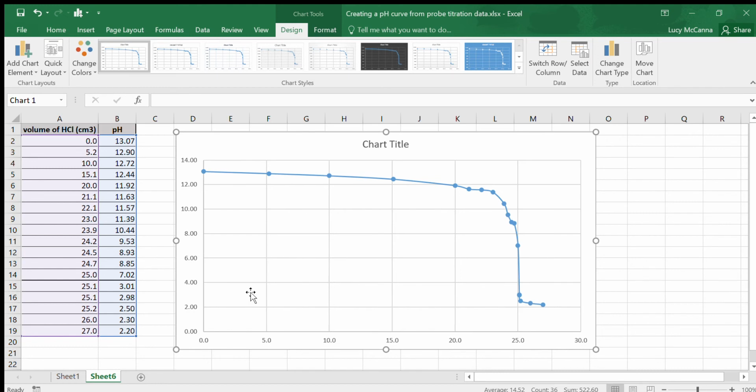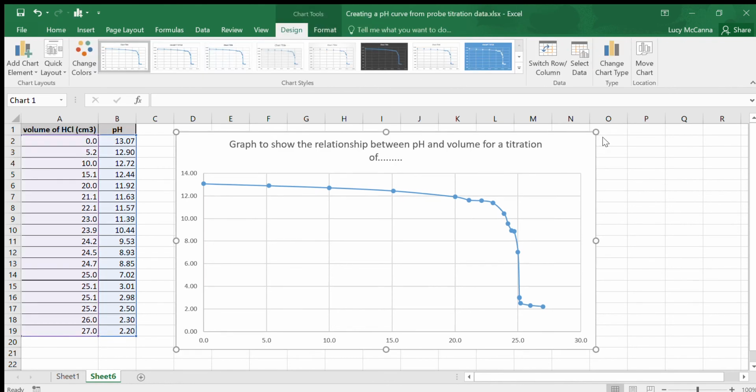So what you'll need to do with this is give it a nice title, something like, and then put your chemicals in there. We were doing hydrochloric acid as the known against sodium hydroxide as the unknown, but some kind of title for this graph.